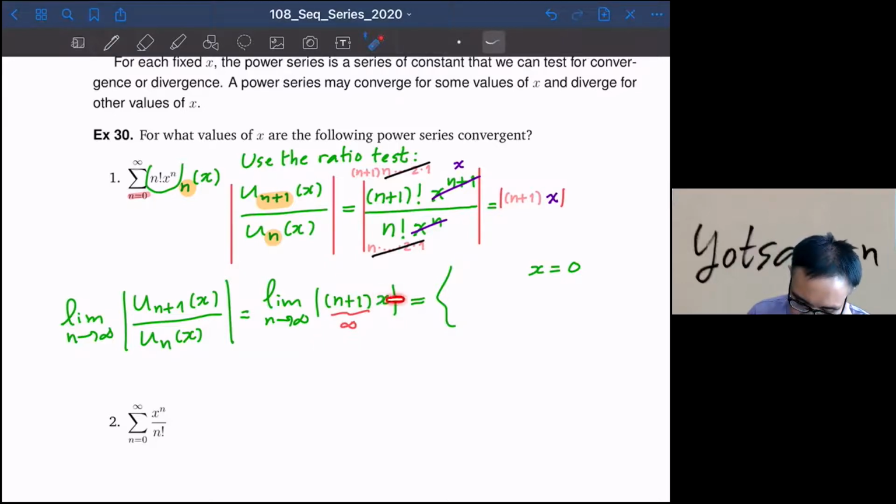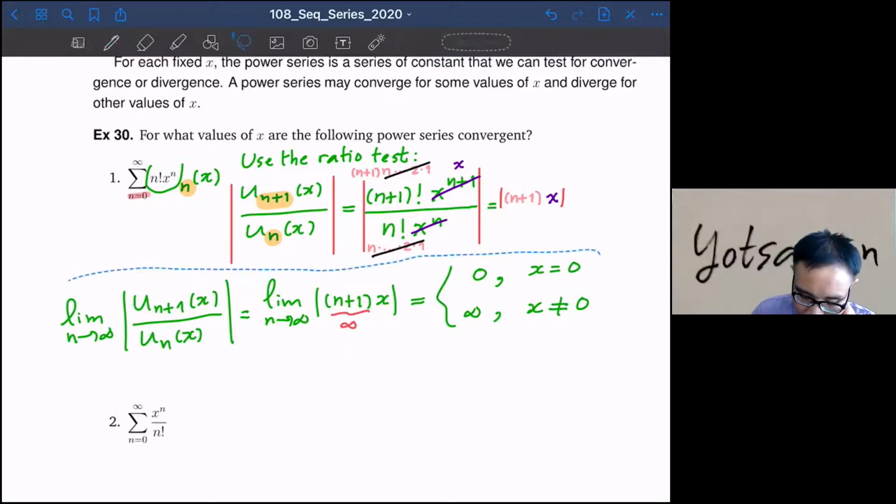If x is not equal to 0, it's going to become infinity times something not equal to 0, so it's going to be very large. So it's going to be infinity. So the limit is 0 when x equals 0, and it's going to turn out to be infinity when x is not equal to 0. Okay, so you have this limit.